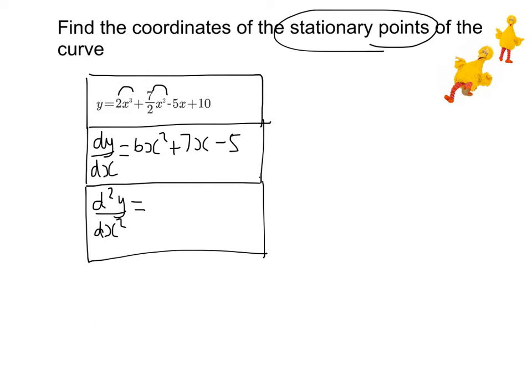So that just comes from me differentiating dy by dx. So 2 times 6 is 12x, and the differential of 7x is 7. Okay, what we're going to do now is write by the side what these things mean.